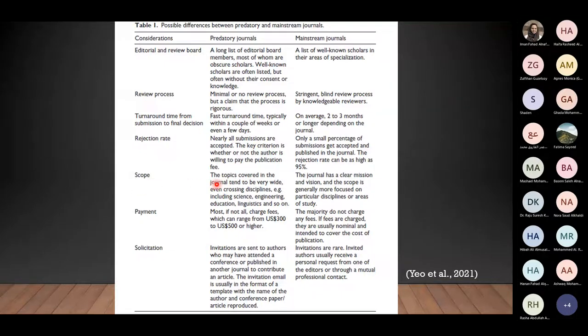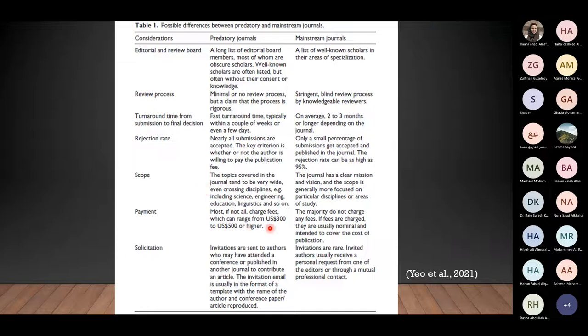Scope: usually because their main interest is to attract as many authors as possible, they make the scope so broad that it covers everything: science, engineering, education, linguistics, etc. This is a sign that the journal may be problematic.